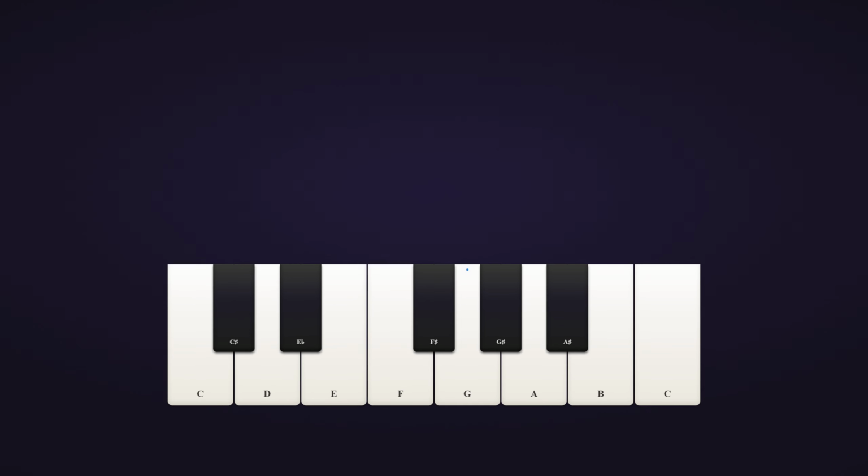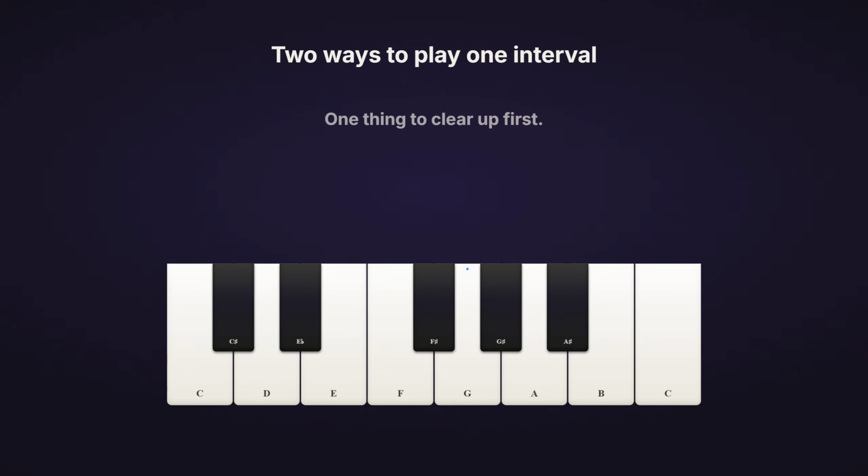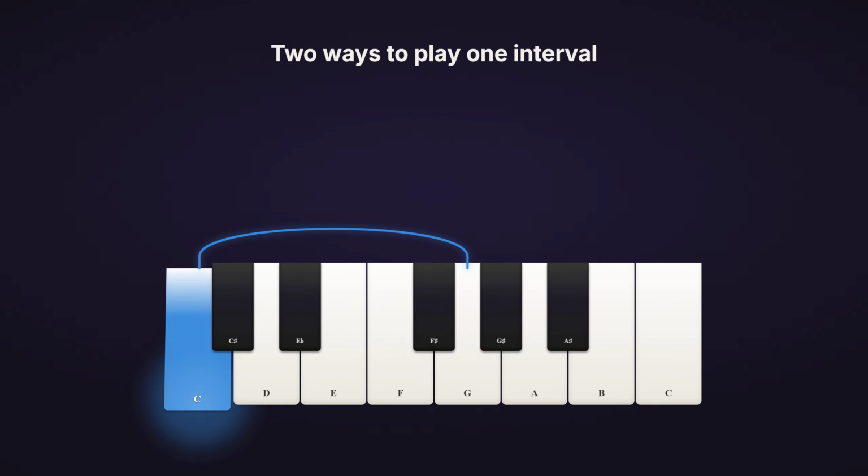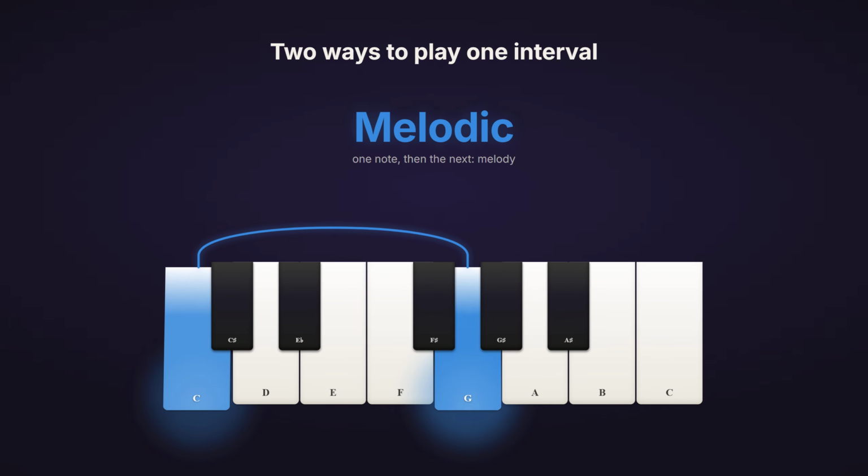Before we measure anything, there is one thing we have to clear up first, because it genuinely trips people up all the time. There are two completely different ways you can play any pair of notes, and we need to make sure they do not confuse you. The first way is to play them one after the other. First one note, then the other note, separated in time, the way a melody moves as it travels along. When you play an interval like that, in sequence, we call it a melodic interval.